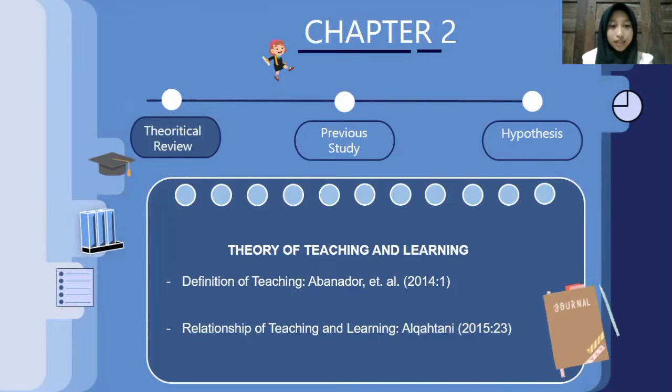Chapter 2, Theoretical Review. Theory of Teaching and Learning. According to Abanador et al., 2014, page 1, teaching is defined as interacting, tutoring, or educating, and teaching needs a systematic plan to achieve a learning objective. Al-Katani, 2015, page 23, says that the teaching and learning process has to make it possible for the students to understand the meaning of the learning material.